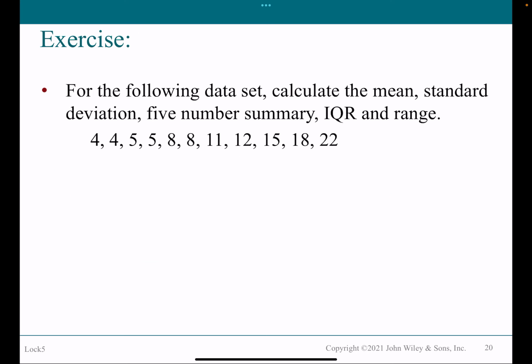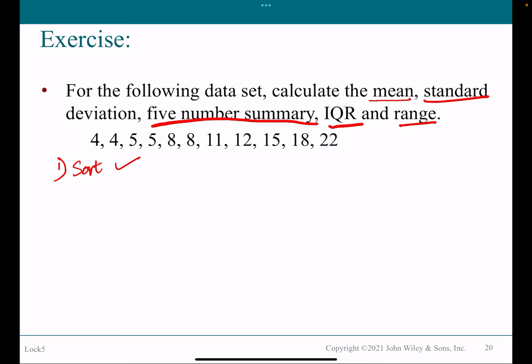In this exercise you have been asked to simply find the mean, standard deviation, and the five number summary. Find the number summary, IQR, and range. Here, if you sort this data set, I think it is already sorted. Number one is sort, either ascending or descending order. So it is done. It's already sorted.